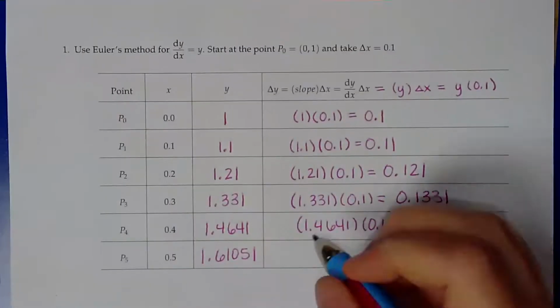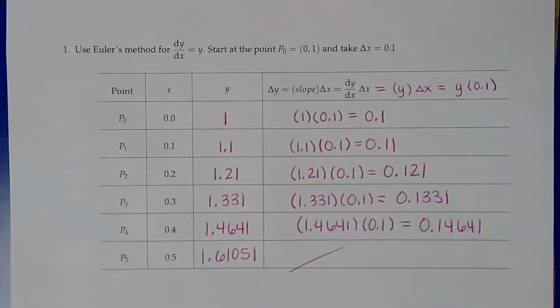Okay, and there we go. If we were going to keep going, we'd fill out that next line, but otherwise that gives us our Euler's method with 5 steps there. We did.